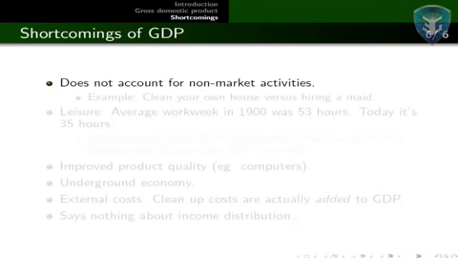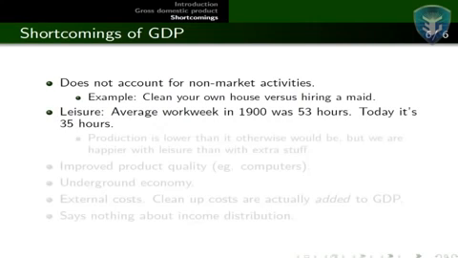Some shortcomings of GDP. Number one, it does not account for non-market activities. For example, you could clean your own house, or you could hire a maid to clean your house. If you do it yourself, it's not counted towards GDP. If you hire a maid, it is counted towards GDP, even though these are exactly the same activity occurring.